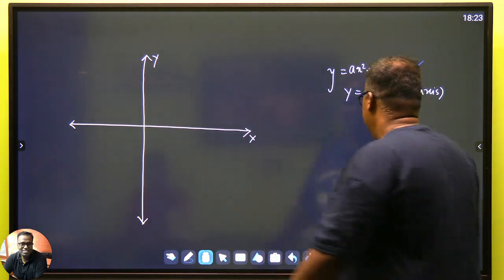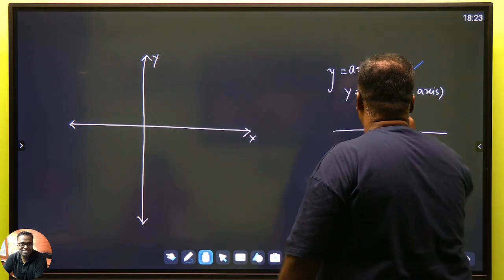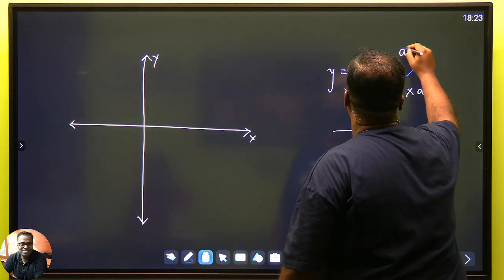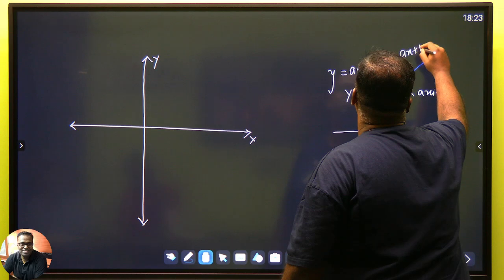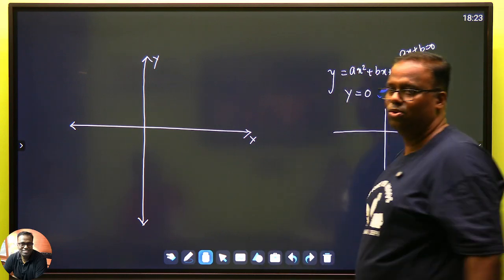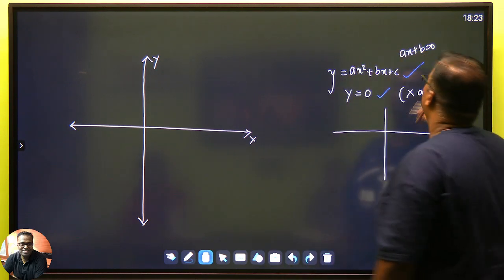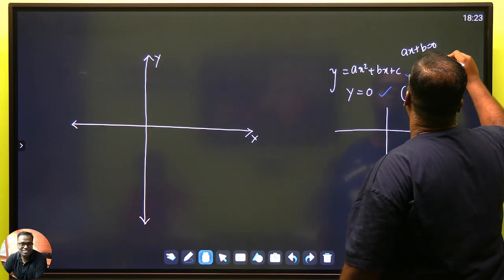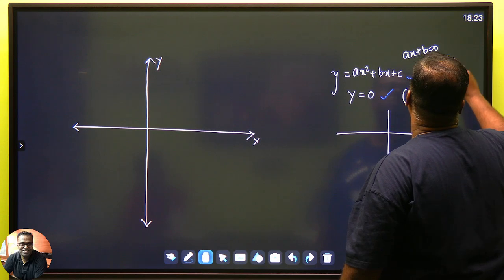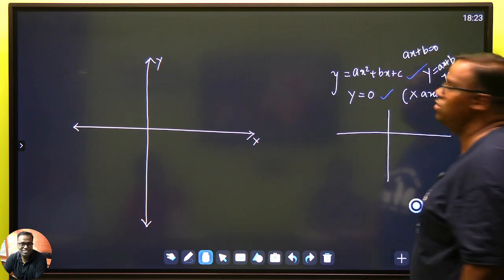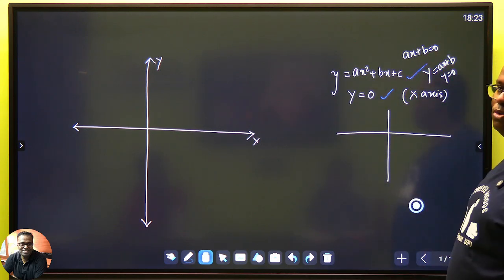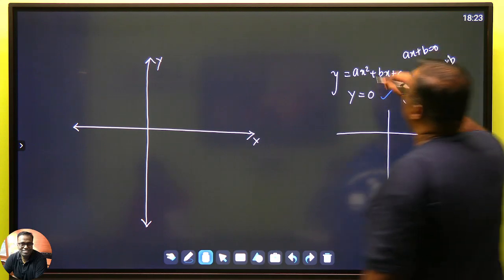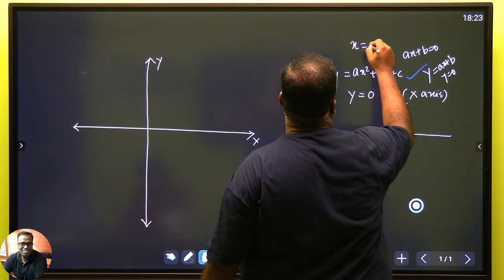Look at the solution of a linear equation. What do you write for a linear equation? ax + b = 0. Yes or no? You are actually equating two expressions, y = ax + b and y = 0. This is y = 0. So what is your answer? The answer for this is x = -b/a.